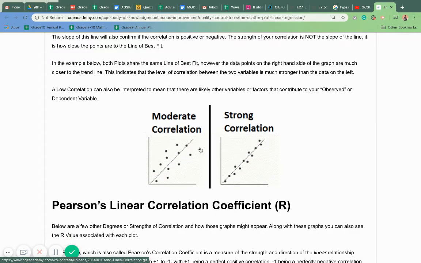In this particular example, you can see that both of these correlations share the same line of best fit. However, the data points on the right hand side of the graph are much closer to the trend line. This indicates that the level of correlation between the two variables, x and y, is much stronger than on the left side. A low correlation can be interpreted as meaning these two don't have such a strong positive correlation.